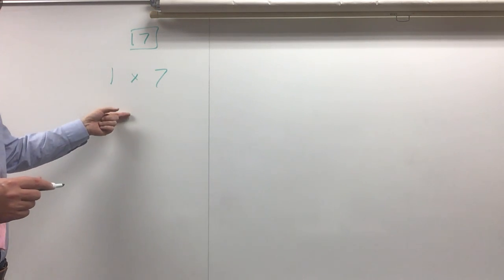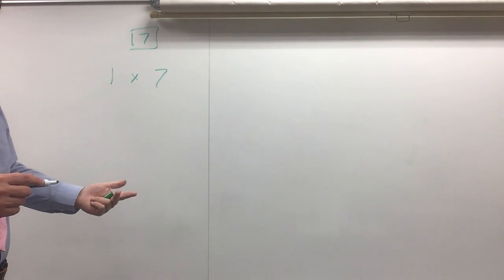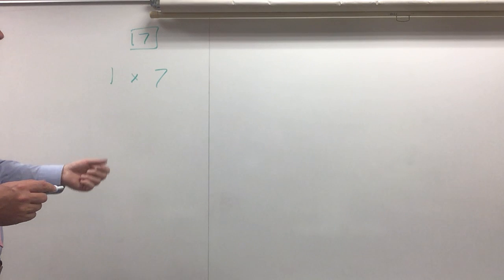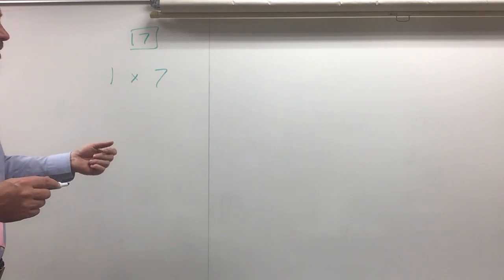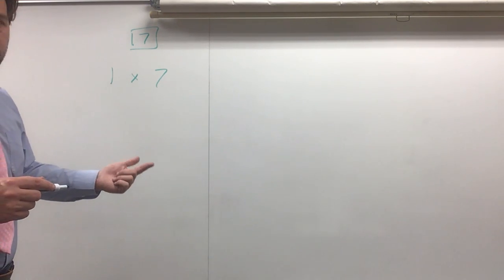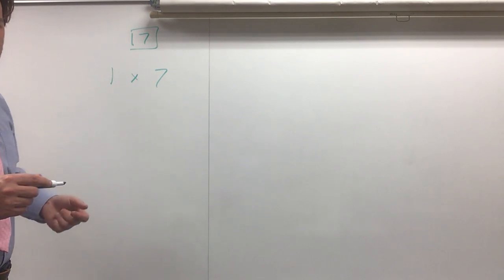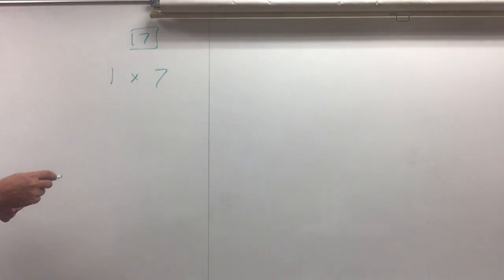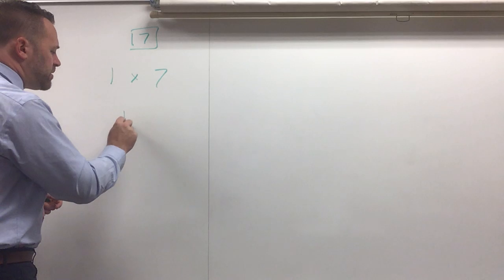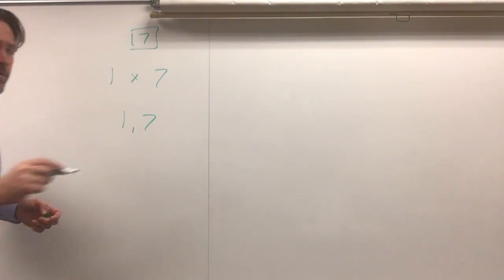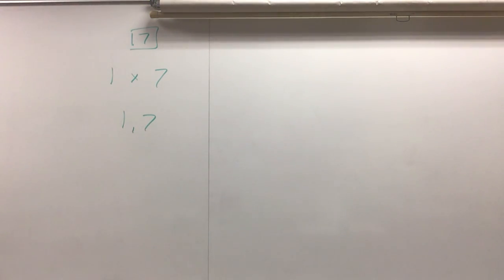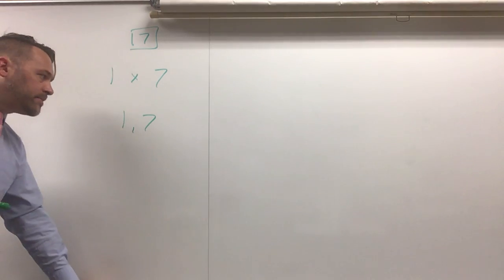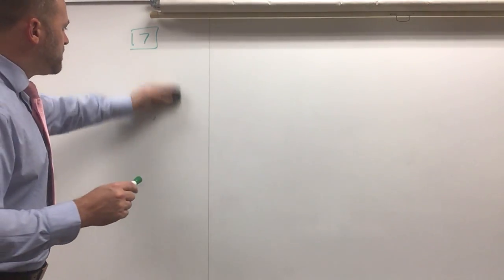What about 3? 3, 6, 9. What about 4? 4, 8. What about 5? 5, 10. You guys notice anything? The only factors of 7 are 1 and 7. So sometimes you can only have 2 factors like that. That's okay. Just got to check them all just to make sure.